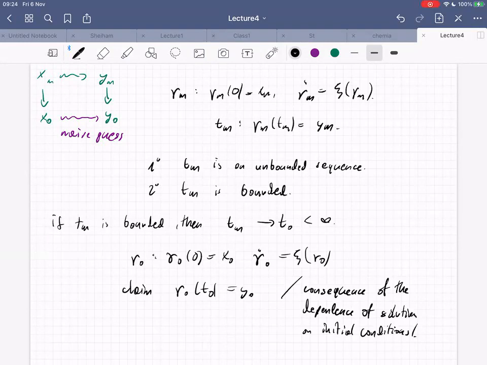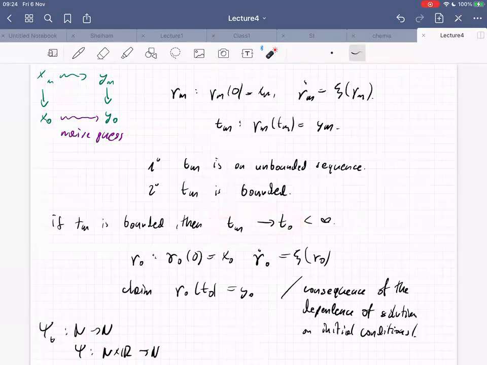If the flow is smooth, then the flow is like psi t from n to n that takes a point to a point, or it gives you a map from n times r to n, and this is a continuous map or a smooth map. So you know what this map is in ODEs? Yes, it takes a point where we start and the time for which we go, and it gives you the point where we reach. And this is a smooth map. So if tm goes to t0 and xm goes to ym, then x naught goes to y naught. That's the smoothness of the flow.